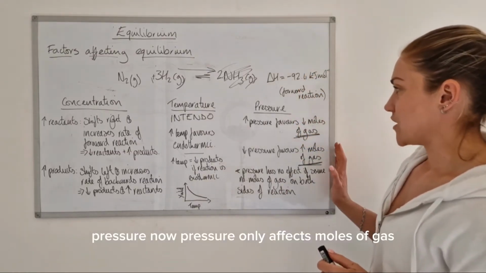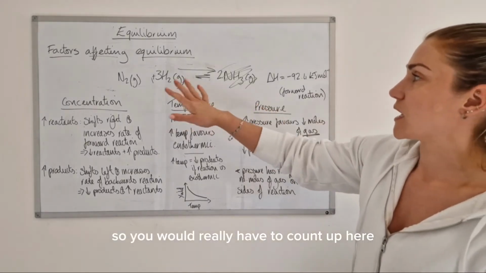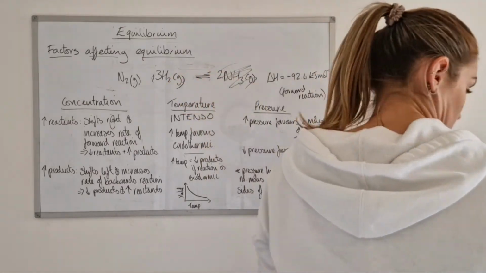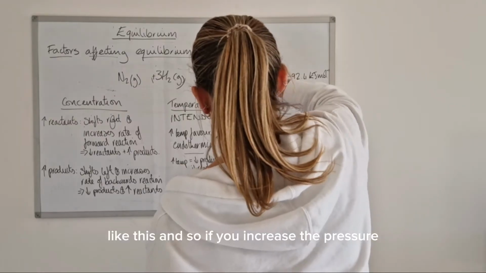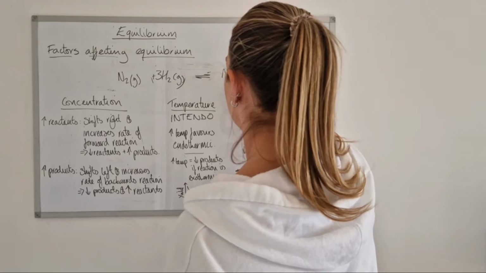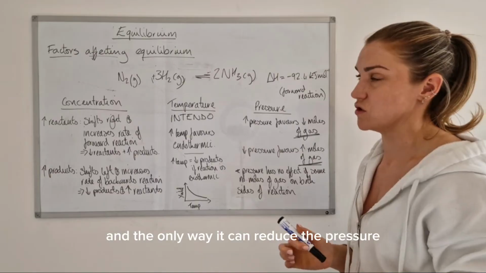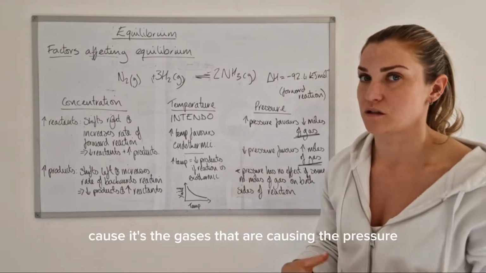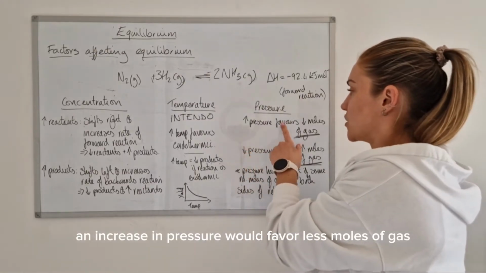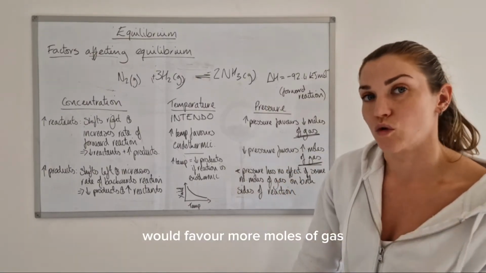So lastly, pressure. Now pressure only affects moles of gas. So you would really have to count up here how many moles of gas you have on each side of the reaction. Let me just write this. So if you increase the pressure, the reaction is going to shift to reduce the pressure again, and the only way it can reduce the pressure is by creating less gas, because it's the gases that are causing the pressure really. So an increase in pressure would favour less moles of gas, and therefore a decrease in pressure would favour more moles of gas.